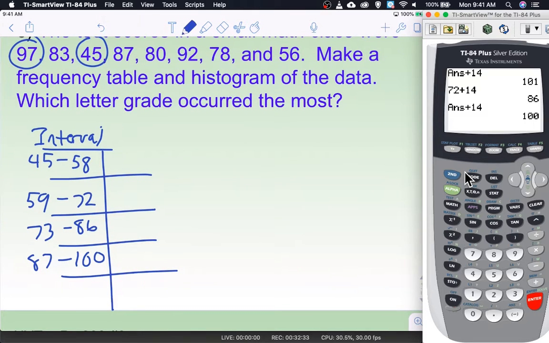All right, data. 97, 83, 45, 87, 80, 92, 78, 56. So we have 2, 3, and 3. Our histogram.